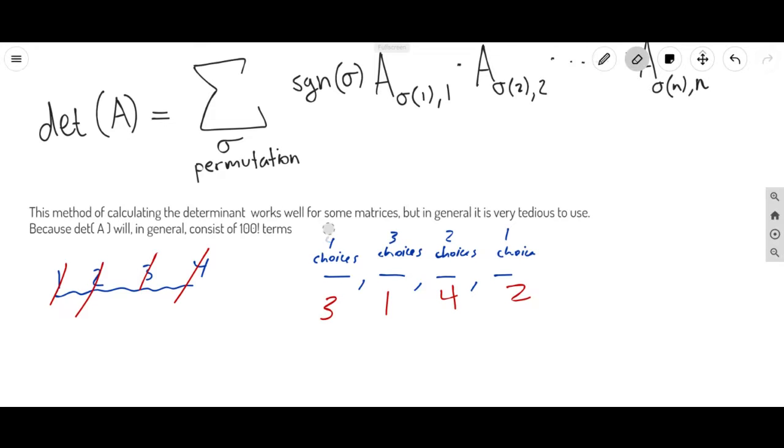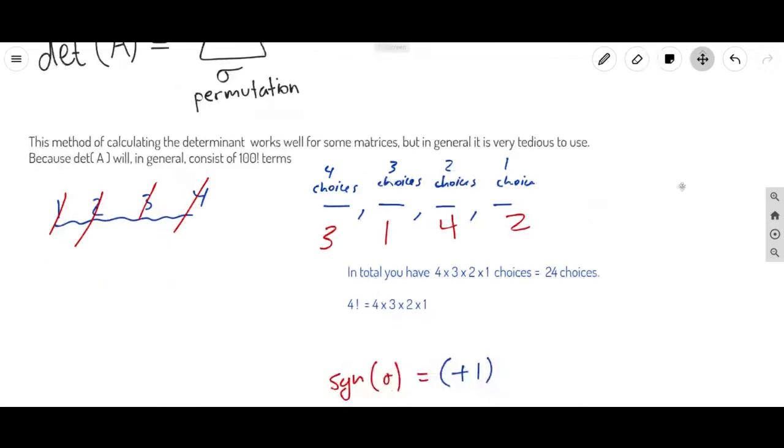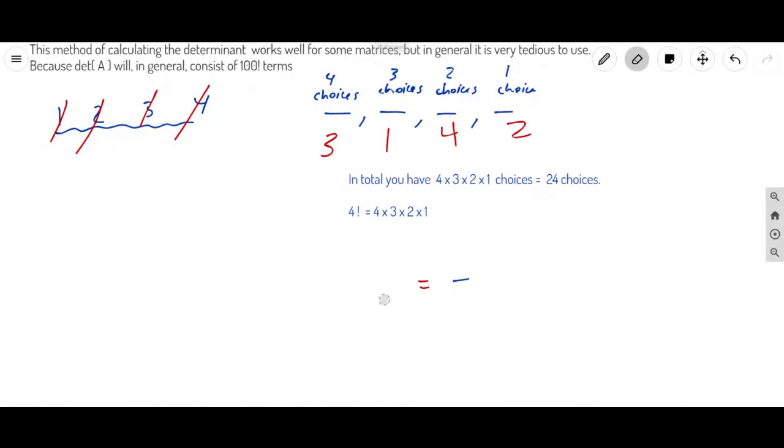So the total number of choices is the product of these numbers. So in total, you have 4 times 3 times 2 times 1 choices, which in this case is 24. There's 24 choices. And the mathematical way of writing it, I'm sure you've seen this before, is you write 4 factorial. 4 factorial means you just multiply numbers down starting at 4. Okay, that's what that would mean.